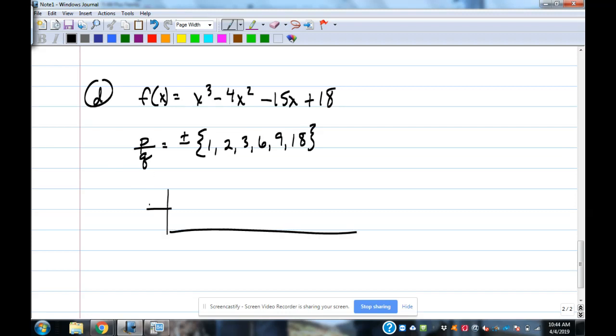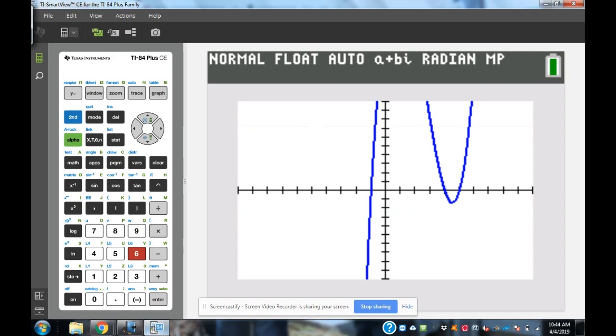All right, let's go with our setup for synthetic. So I'm going to set it up, and then what do we do next to find out what to put on the shelf? Put it in the calculator graph. Find out where it crosses the x-axis and pick one. Okay? So let's graph that one.